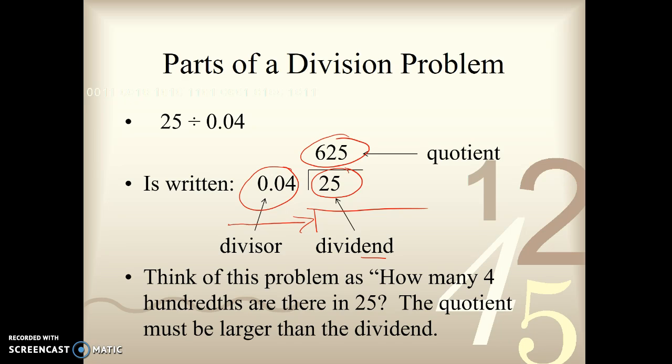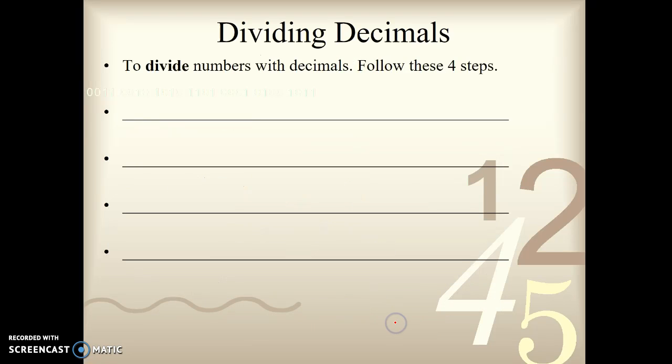When we look at this problem, we're asking the question, how many 4/100ths are there in 25? Just think for a second how many 4/100ths there would be in 1. There'd be a whole lot, right? If you can picture in your mind, 4/100ths are a lot smaller than 1, and there would be a lot in one whole. So there are really a lot in the number 25. That's why we end up with a quotient that's larger than the dividend. This happens when we're dividing a whole number by a decimal that's less than 1.